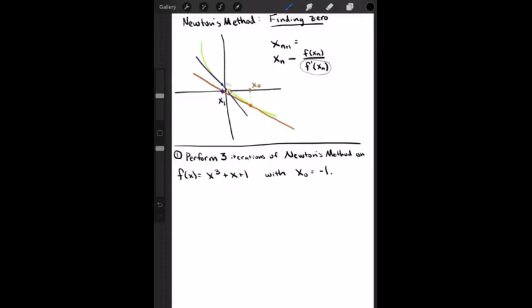What do we need to do first when doing a Newton's method problem? What's the calculus part of a Newton's method problem? Derivative. Yeah.